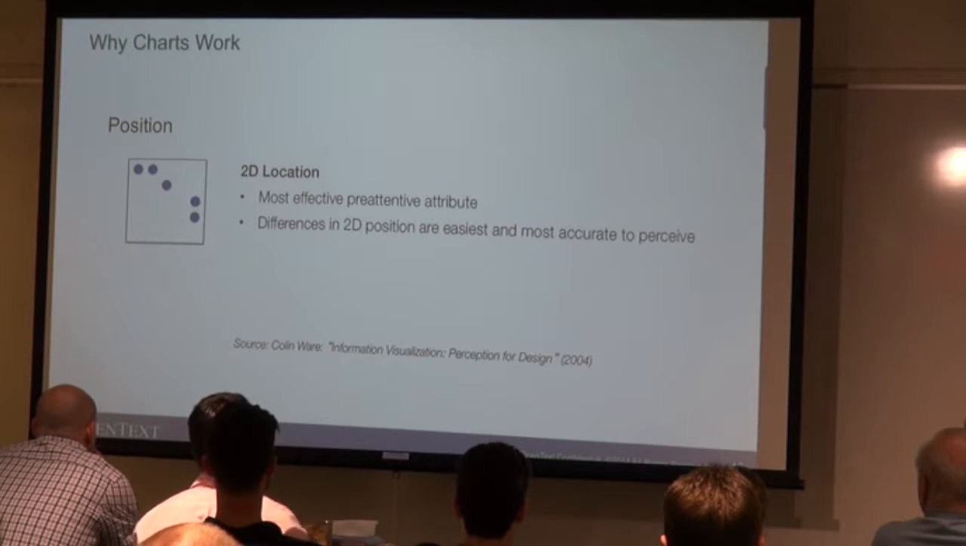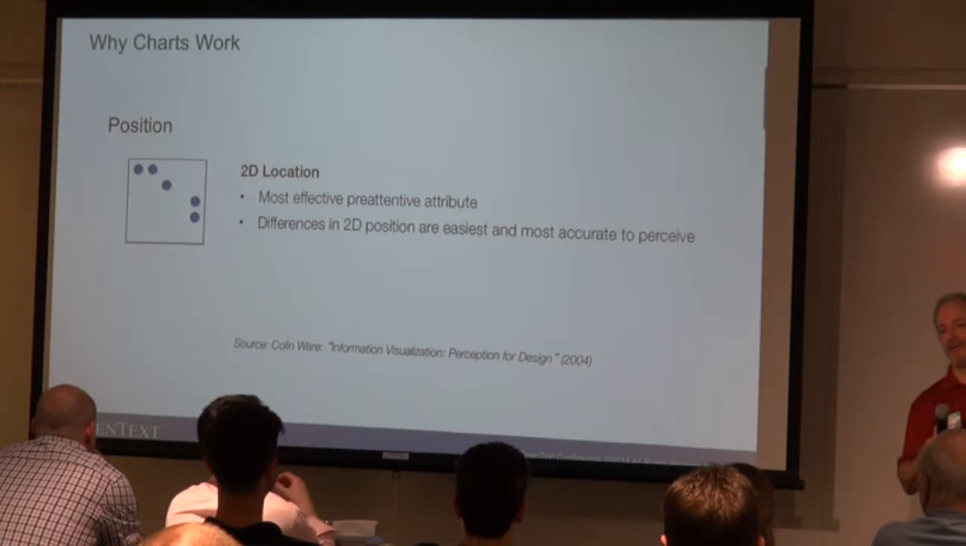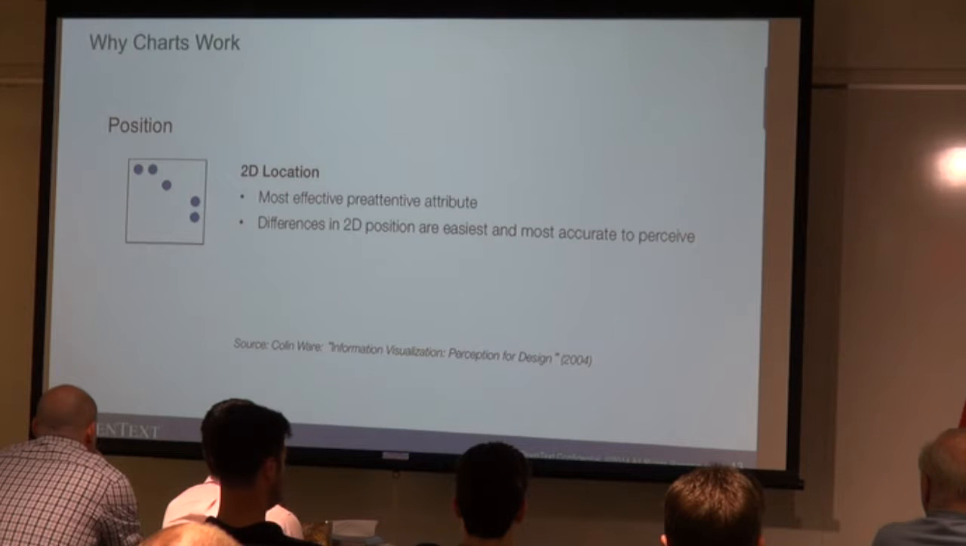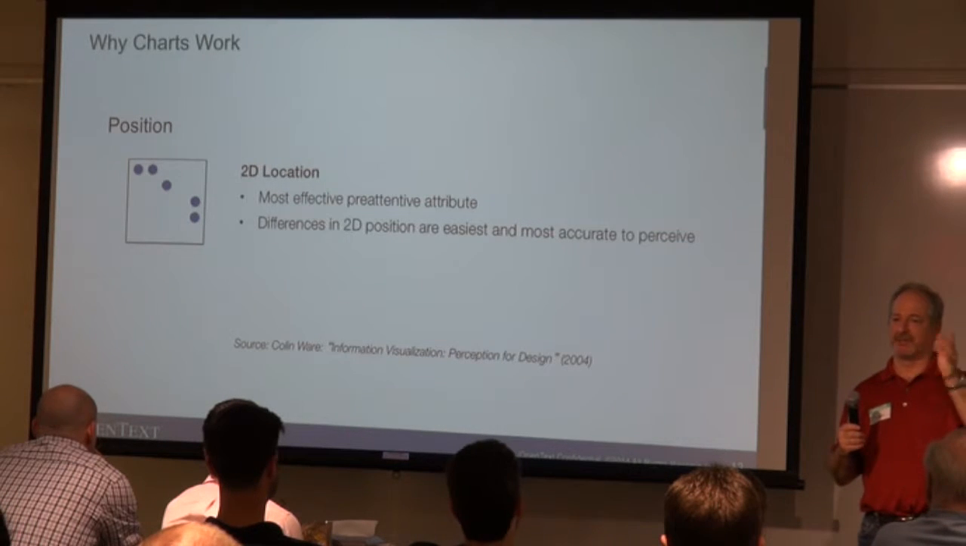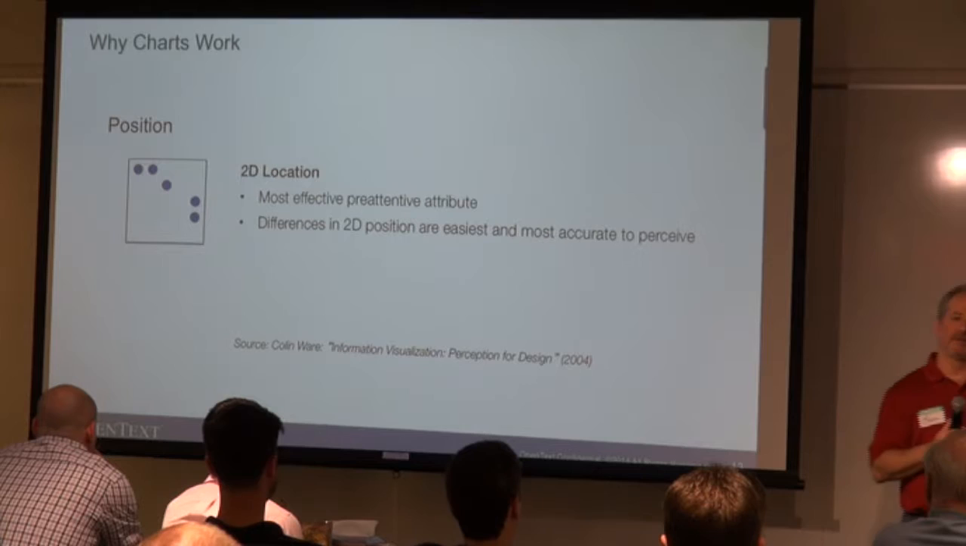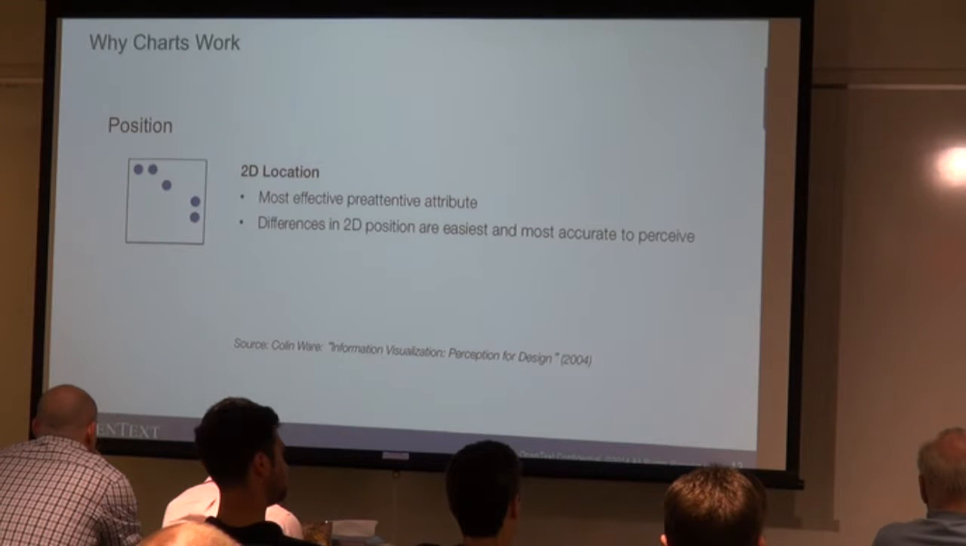And then the third one was position. The key one there is 2D location, right? It's probably our most effective pre-attentive attribute. We think, and especially in the 2D, where scatters, lines, bar charts are all on a 2D chart, a 2D location, something's higher or lower, or left or right. We see those very clearly.